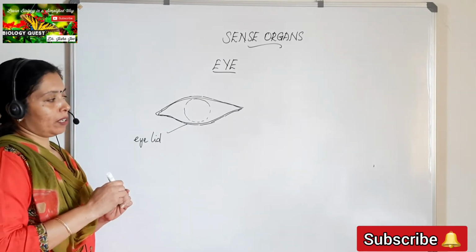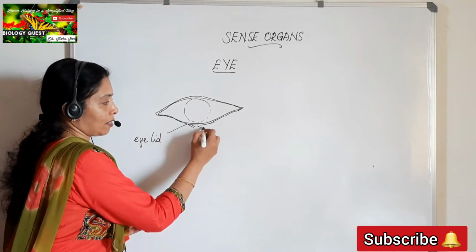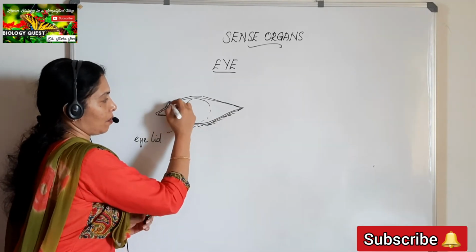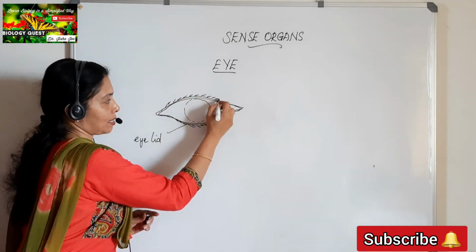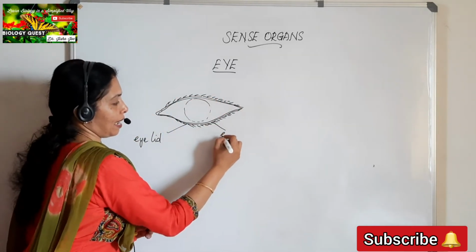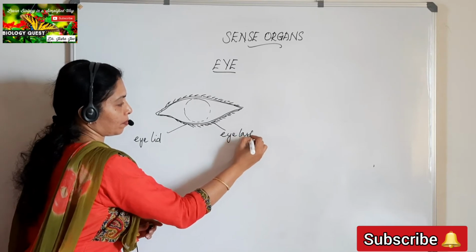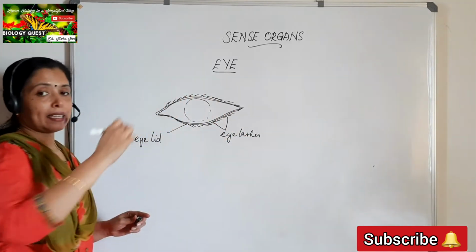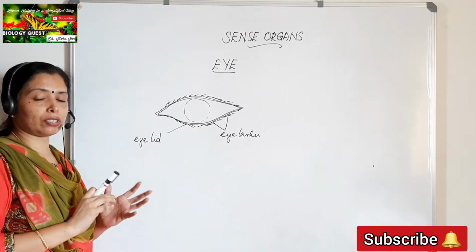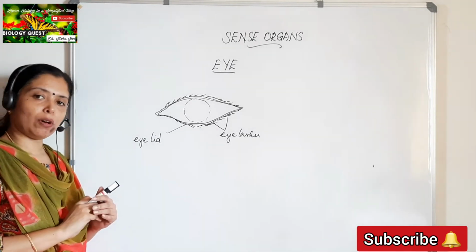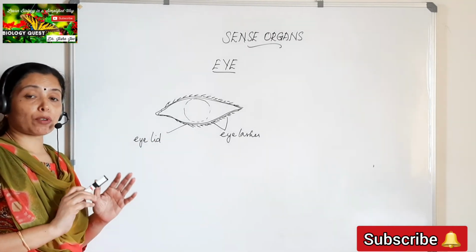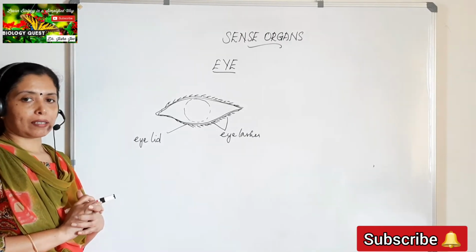Then we have the eyelashes there. On the eyelids, we can see the eyelashes. Eyelashes are present on both the upper and lower eyelids. The function of the eyelashes is to prevent dust particles or large particles from entering into our eyes. So, the eyelids as well as the eyelashes provide protection to our eyes.